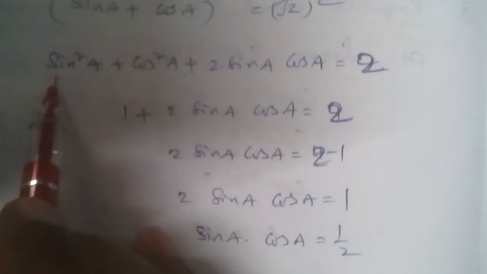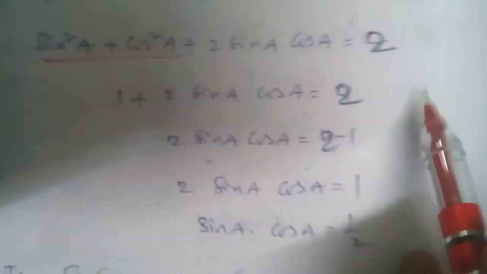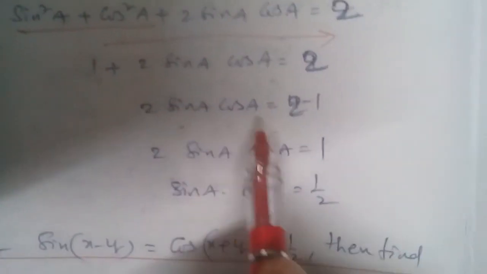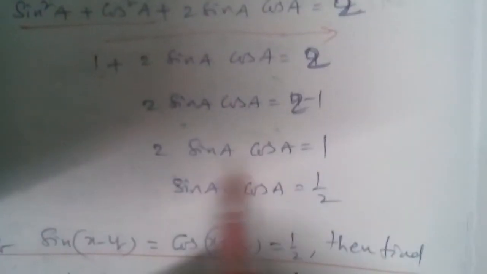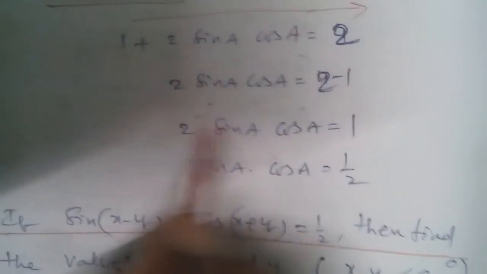So sin square a plus cos square a is equal to 1. So when 1 is sent to the right-hand side, 2 sin a cos a is equal to 2 minus 1. 2 sin a cos a is equal to 1. Now sending 2 to the right-hand side, we'll get sin a into cos a is equal to 1 by 2.